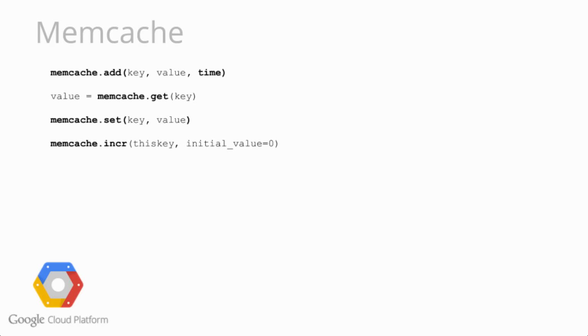I can get a value from Memcache by specifying the key that I want to read, or I can also set a value in Memcache using the set method. A handy shortcut for numerical values is this increment call. It saves me from getting the value, changing it, and then resetting it. These are just a few simple samples. There's a lot more on using Memcache at the developer site that you'll see at the end of this video.